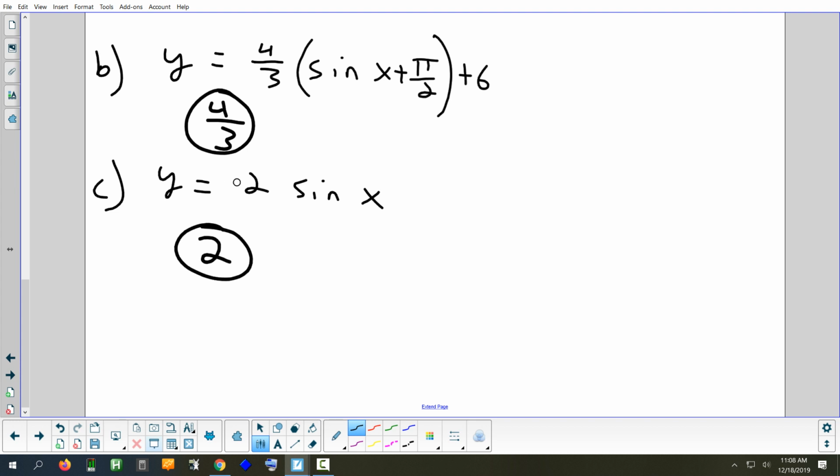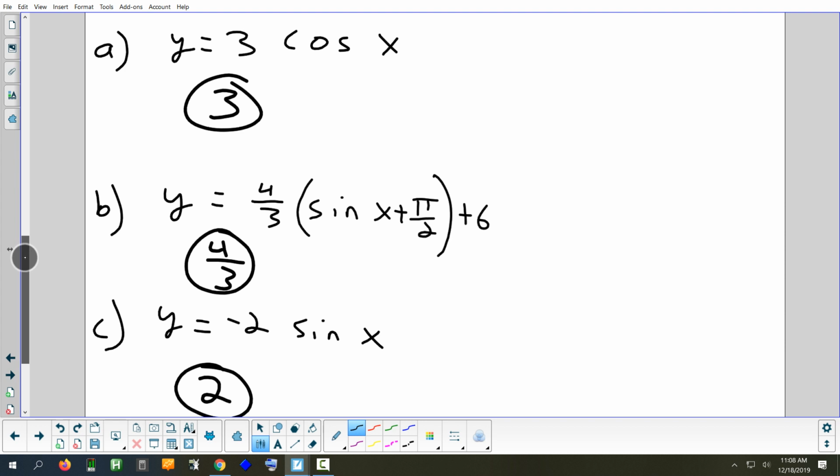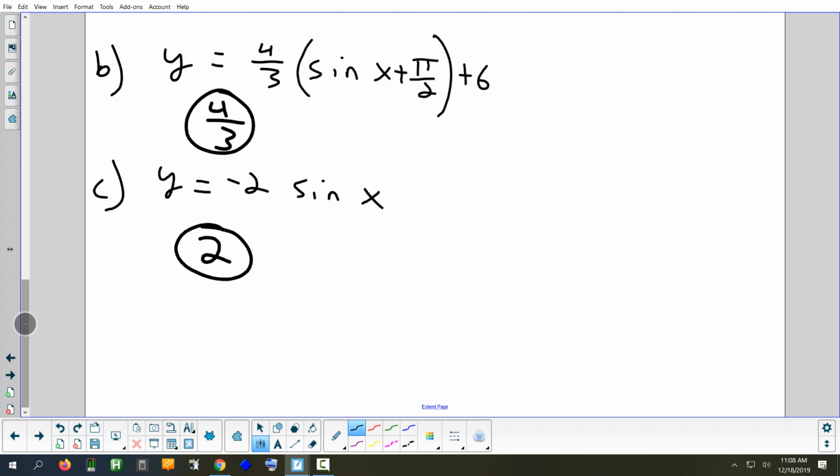Brandon, what if I did this? Still 2. That negative does not make any difference with the amplitude. All that does is flip it. Okay? So that is important when we graph, but not for that question. Any question on how to find the amplitude if they give you an equation? Pretty easy calculation.